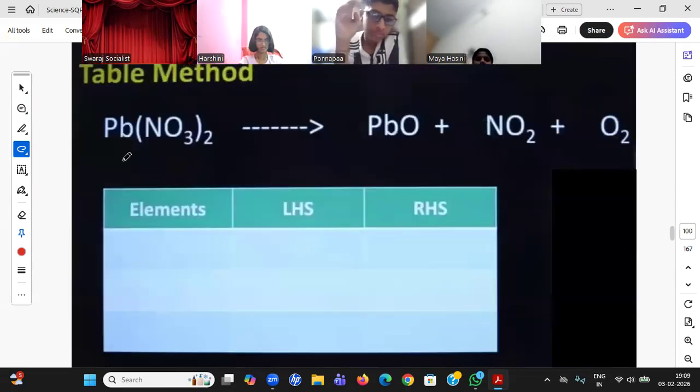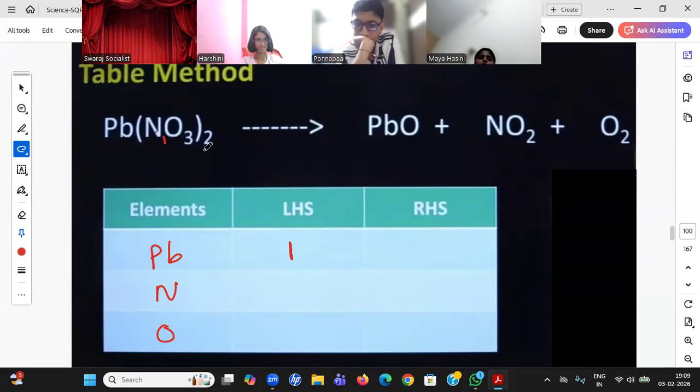So what are the elements there? I can see lead, nitrogen and oxygen. On the left hand side, how many lead are there? 1. How many nitrogen? Here 1 and outside 2. 1 into 2 is 2. You should not say 1, the 2 is for both of them. Oxygen: 3 and 2, 3 twos are 6. On the right hand side, how much lead? 1. Nitrogen? 1. Oxygen? 2 twos are 4, plus 1 is 5.